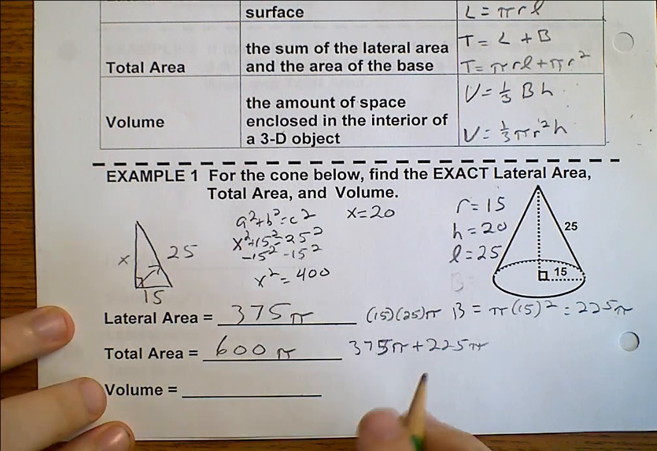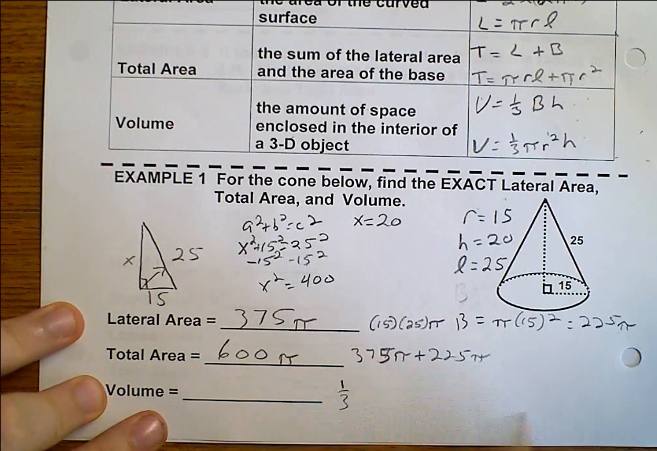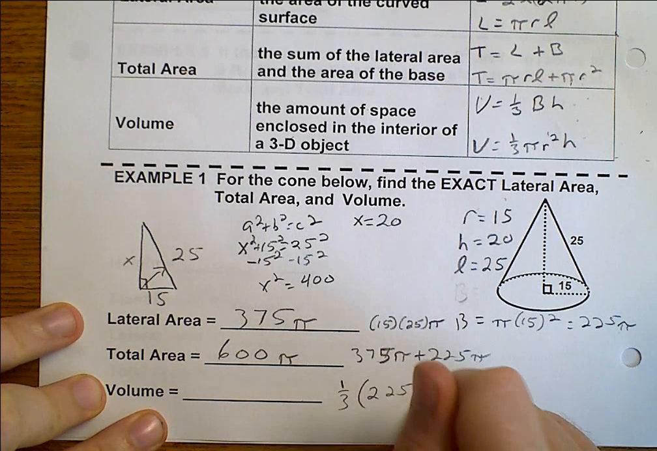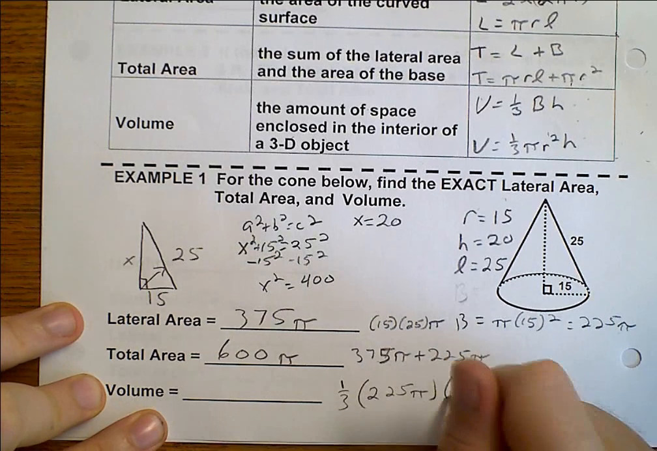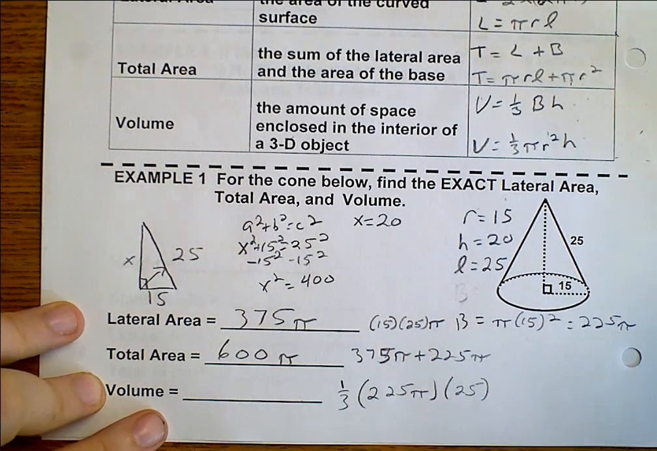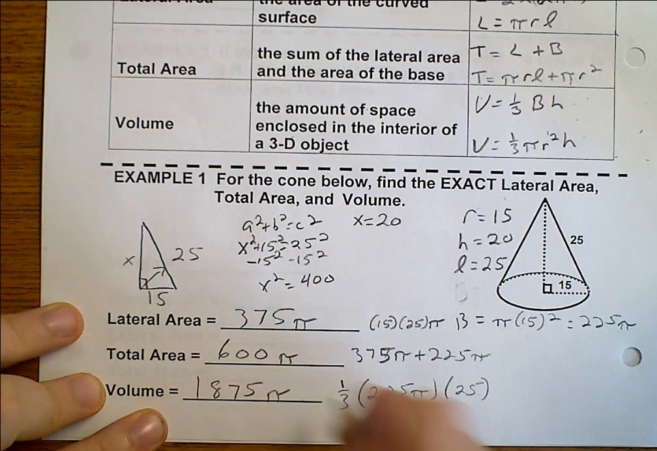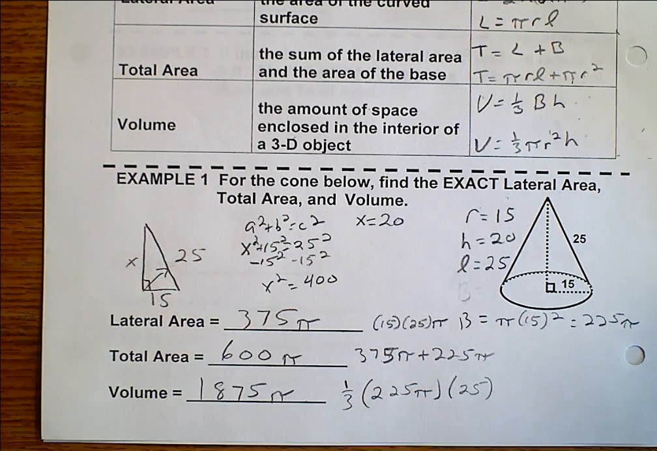And our volume is 1/3 of 225 pi times our height of 20. So 225 times 20 divided by 3 equals 1,500 pi. Now I know these seem like massive numbers. It's because they've given us some pretty large numbers for our radius and slant height.